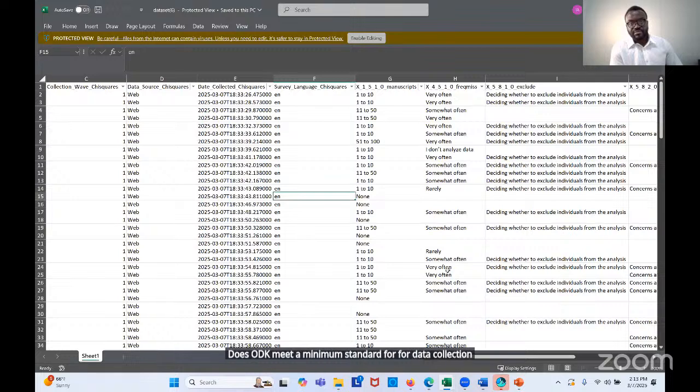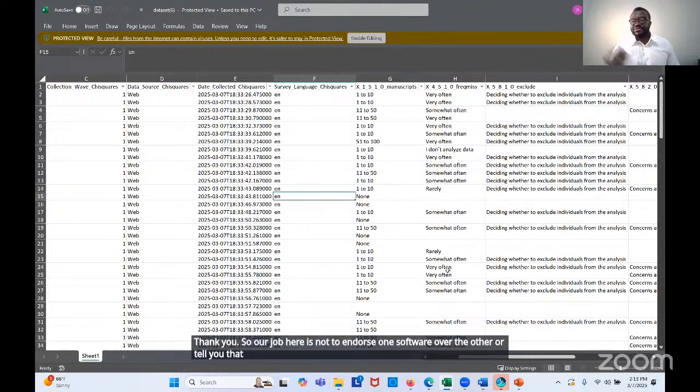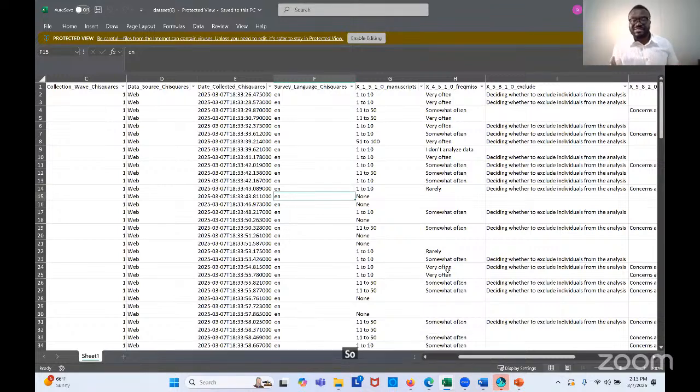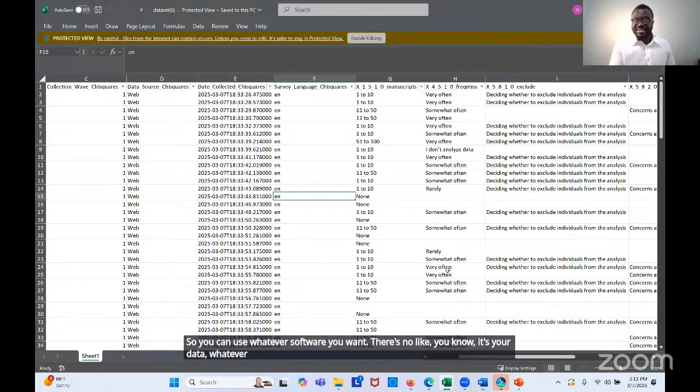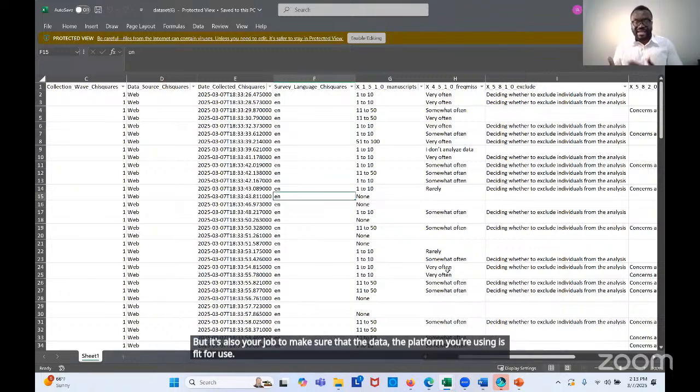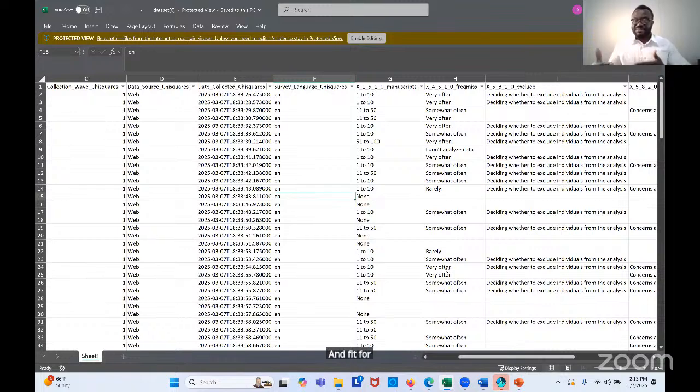Thank you. Our job here is not to endorse one software over the other or tell you that this software is bad and that one is good. Our job is to say these are the minimum standards, and it's now your job to go and assess that. You can use whatever software you want. It's your data. But it's also your job to make sure that the platform you're using is fit for use and fit for purpose. Something might be fit for one particular use, but not fit for another use, right?